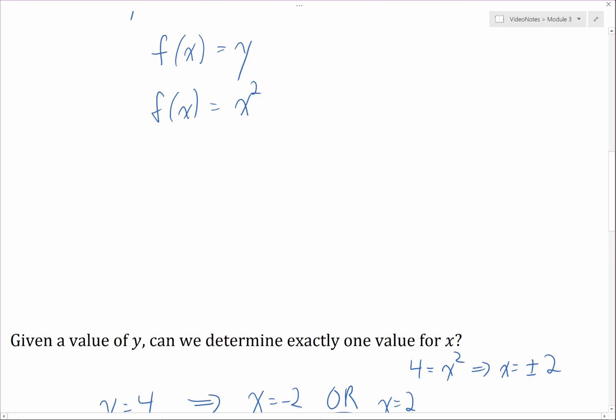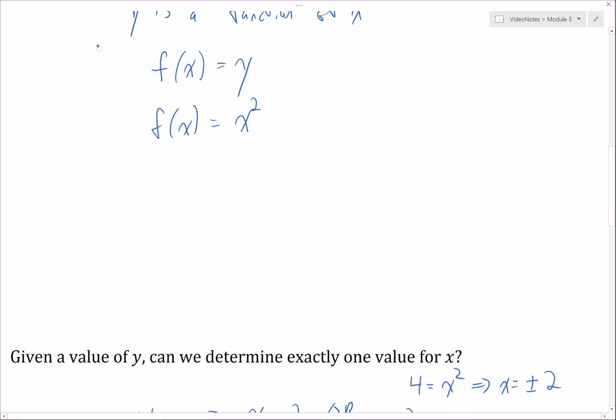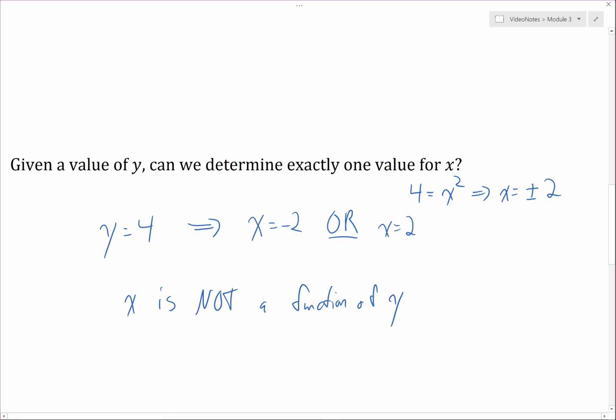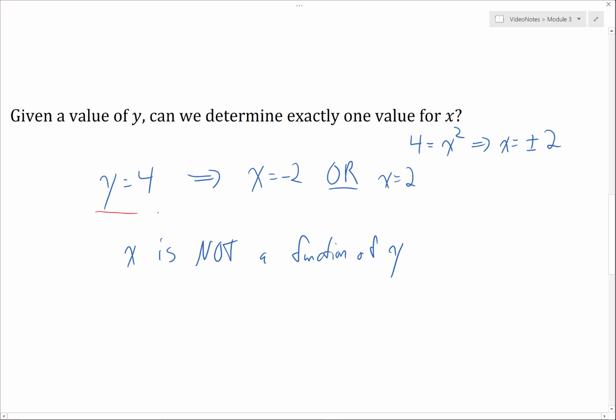So in this case, if we look back at our function f, it does not have an inverse. Or I should say it does not have a function inverse. We can still reason about this relationship in reverse, but this inverse relationship is not a function. So by that I mean, if we're given a value of y, we can still determine values of x, but we can't determine exactly one value for x. So we can reason in reverse, but this inverse relationship is just not a function.